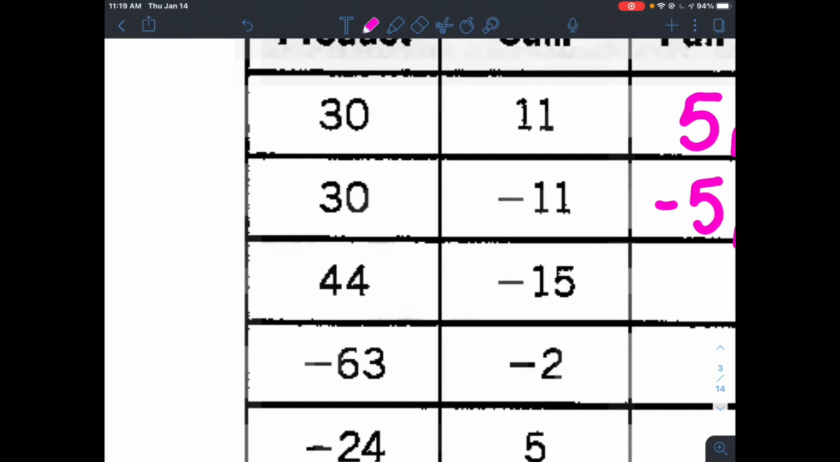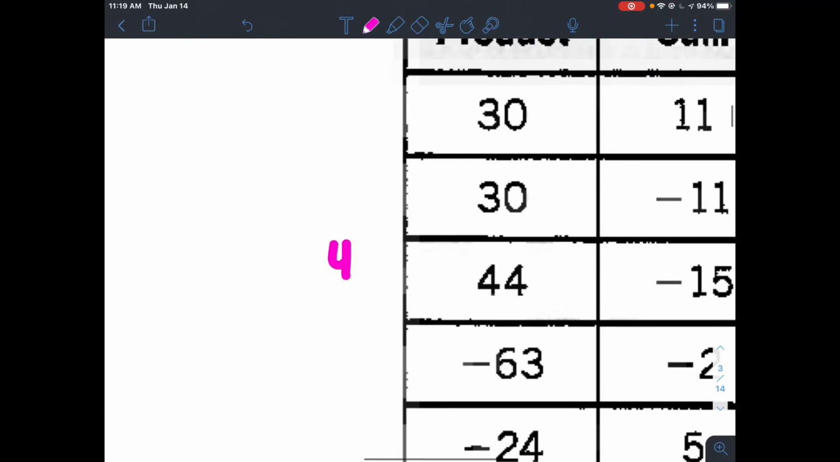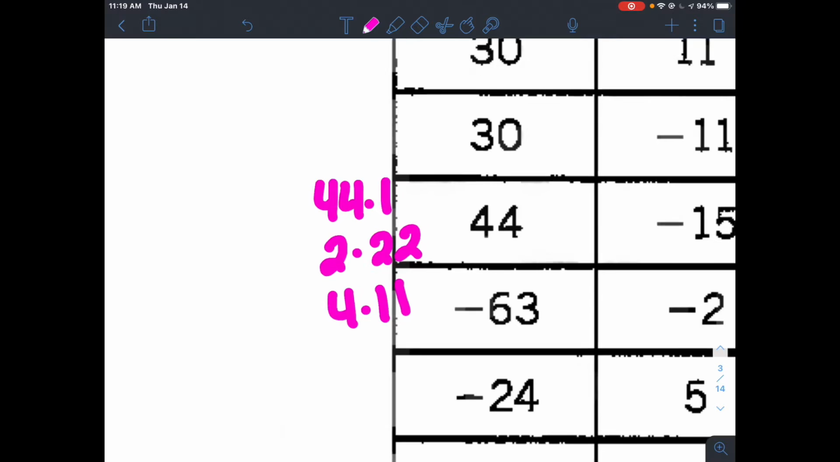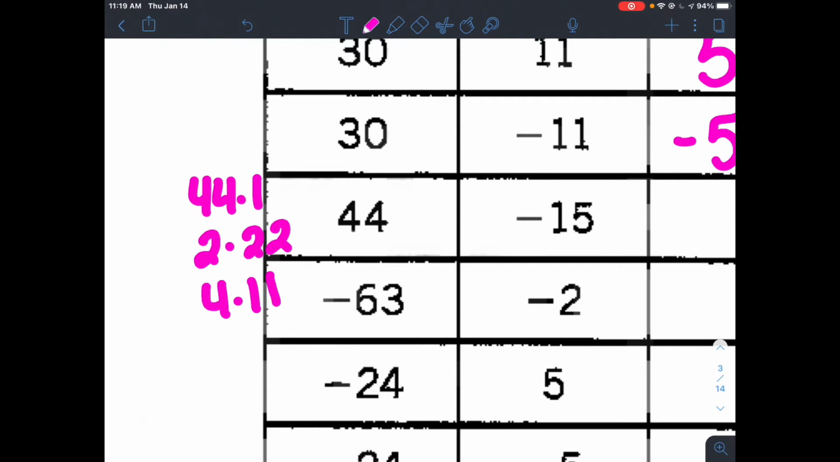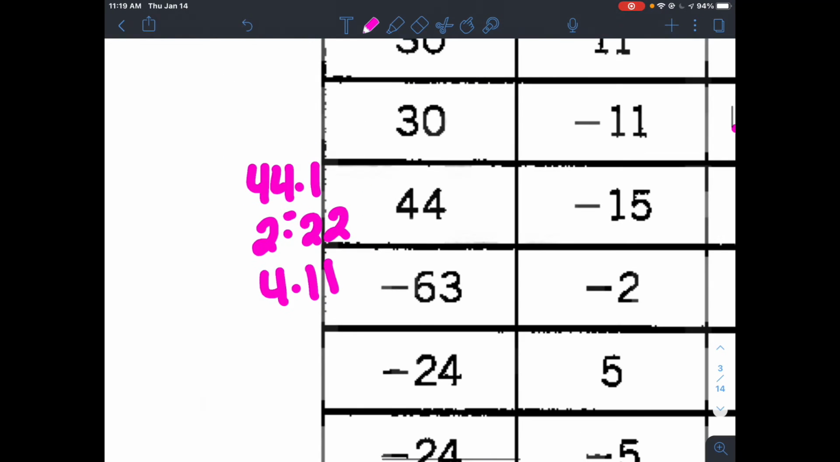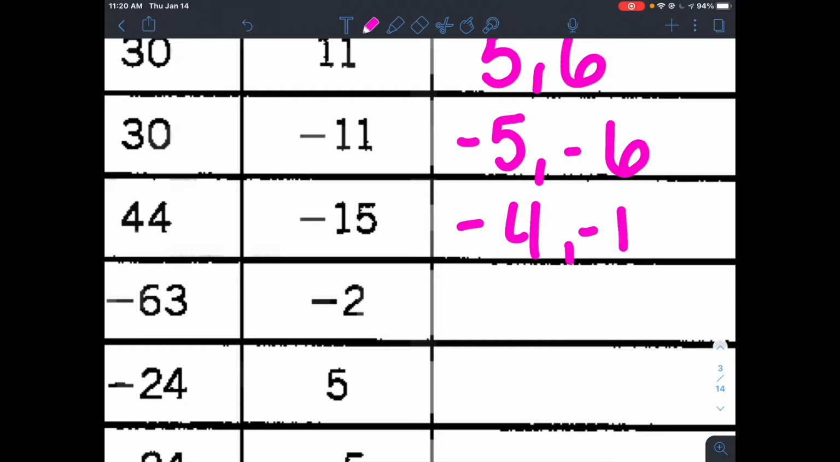Product is 44, adds to negative 15. So we have 44 times 1, 2 times 22, 4 times 11. I think that's it. Okay, so what will add up to negative 15? Well, I can make one of these negative, 44 plus 1. That's definitely not even close. Negative 22 plus 11, again, not even close. 4 plus 11 gives me a positive 15. If I want negative 15, I can always make both of them negative. So my answer is negative 4 and negative 11.